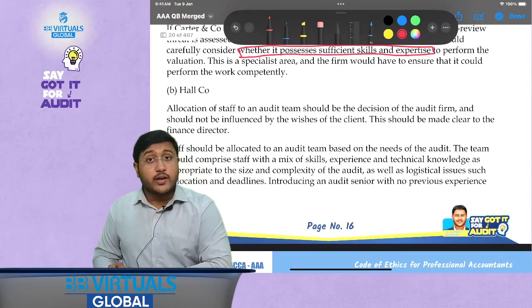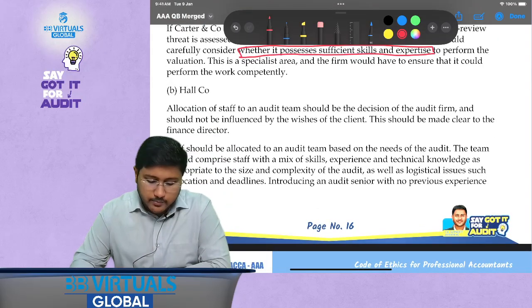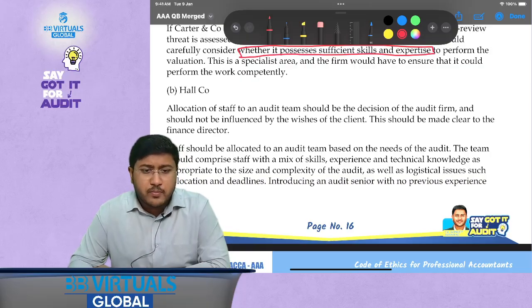Now Hall and Company, okay, allocation of staff. So allocation of staff to an audit team should be the decision of the audit firm and should not be influenced by the wishes of the client. This should be made clear to the finance director.